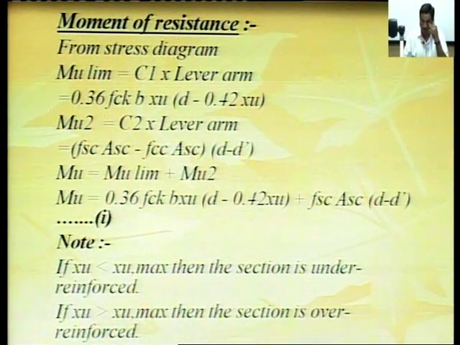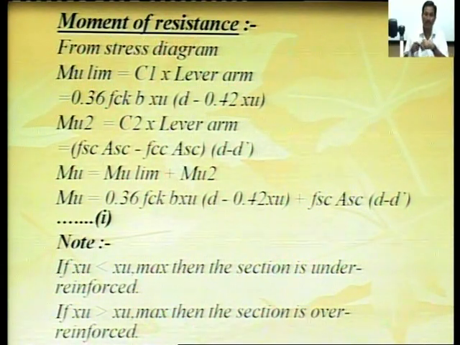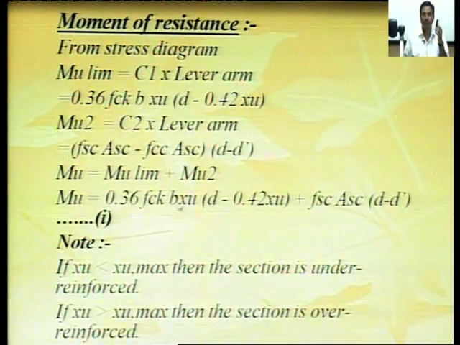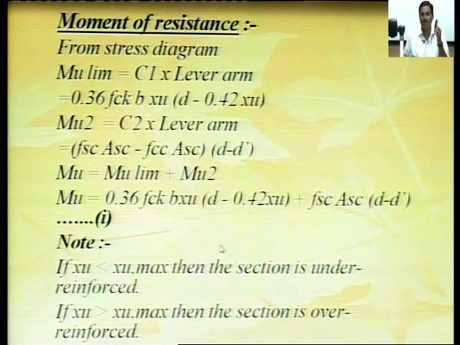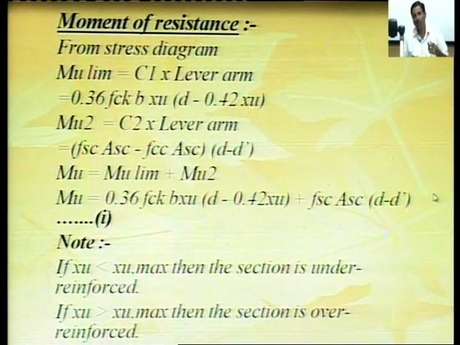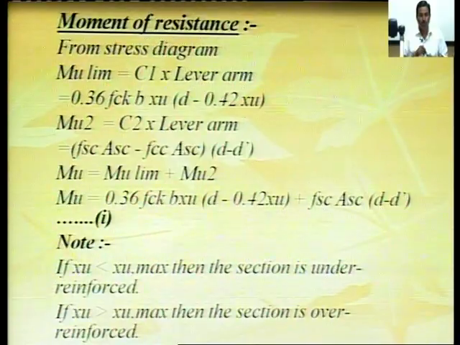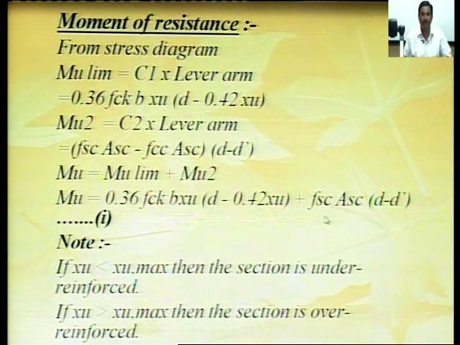So, total moment of resistance is equal to Mu limiting plus Mu2. Mu limiting is 0.36 FCK B XU (D minus 0.42 XU), and Mu2 is FSC into ASC into (D minus D dash). So, the total moment of resistance is Mu limiting plus Mu2. Now, XU denotes the depth of neutral axis, whereas XU max denotes the maximum depth of neutral axis.